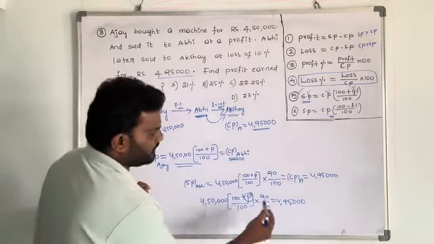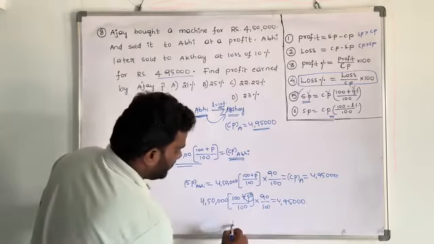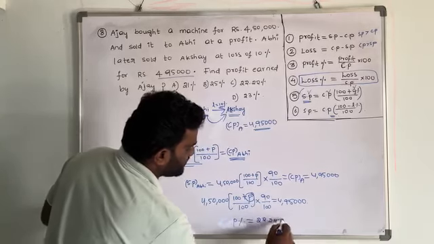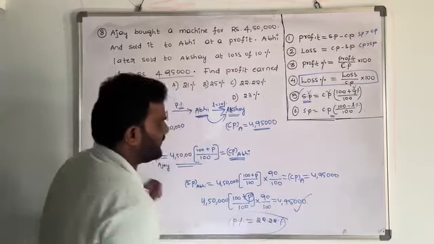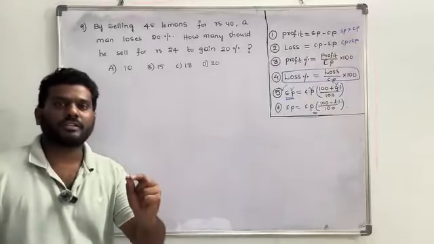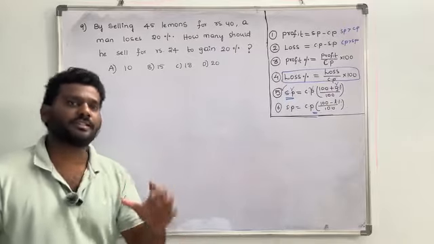So if you solve this simplification, you will get the profit percent earned by Ajay as 22.22%. Just simplify in your notebook and you will get this 22.22%. Very simple. 9th question, a very important and very easy question.